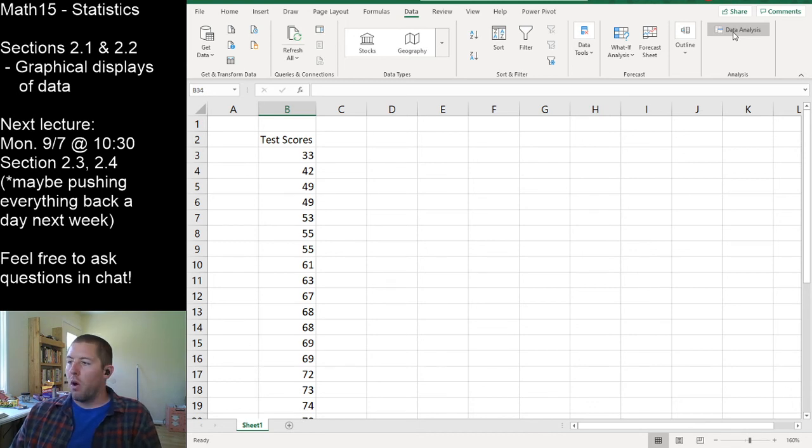So click Data Analysis, and a very small window is going to pop up.